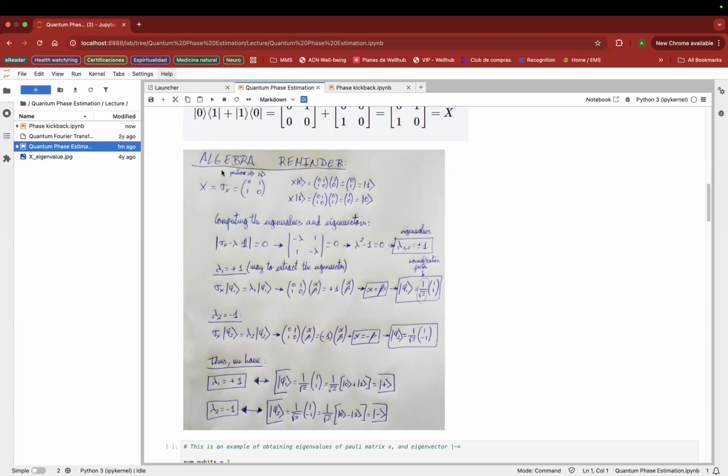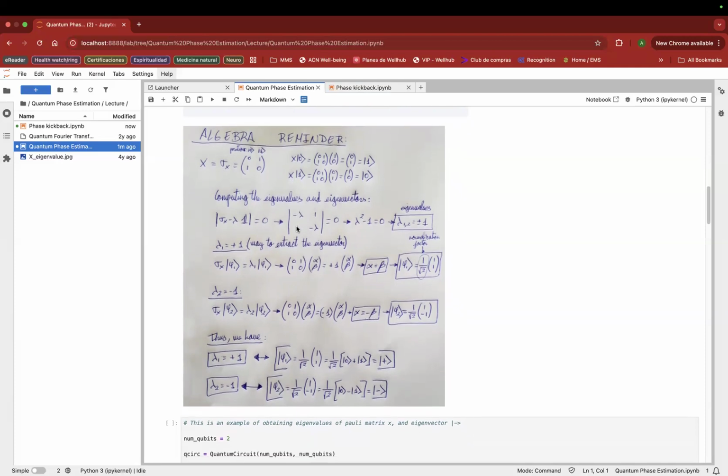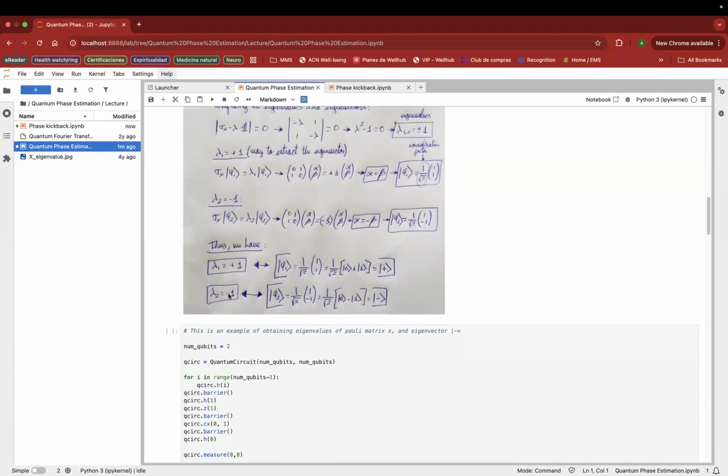This is algebra, and this is the diagonalization process of getting the eigenvectors and the eigenvalues of the Pauli matrix X, where we finally get that the eigenvalues are +1 and -1. The eigenvector of the +1 eigenvalue is the plus wave function, and the eigenvector of the -1 eigenvalue is the minus function.